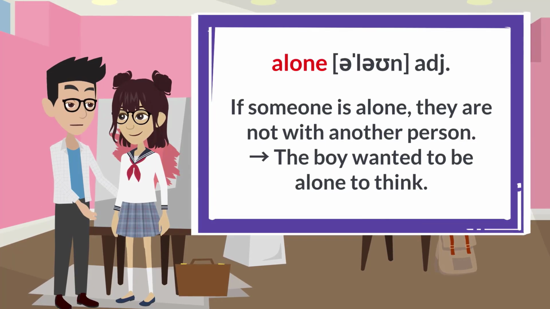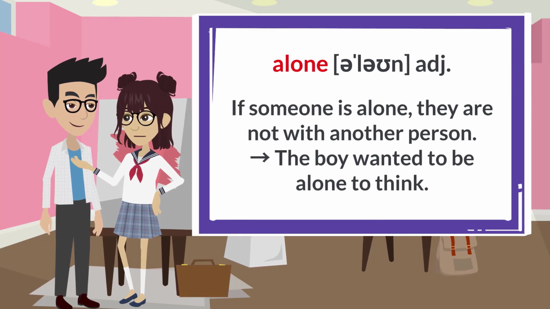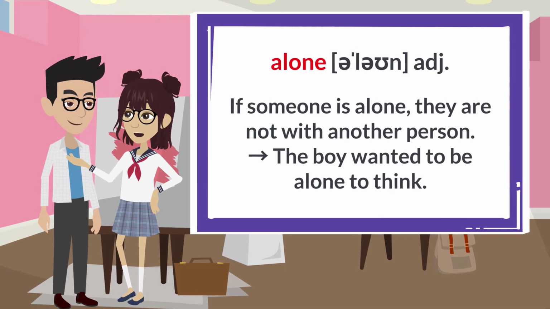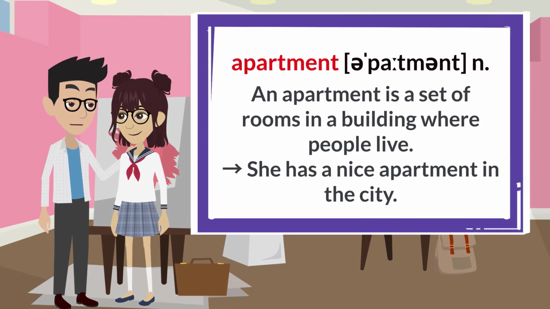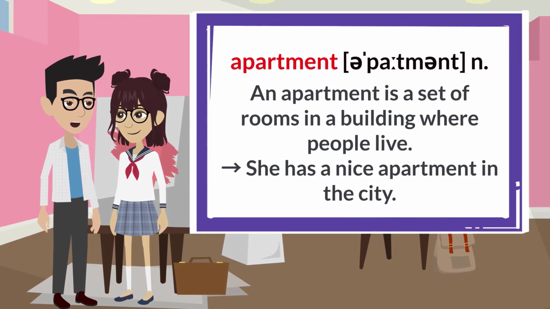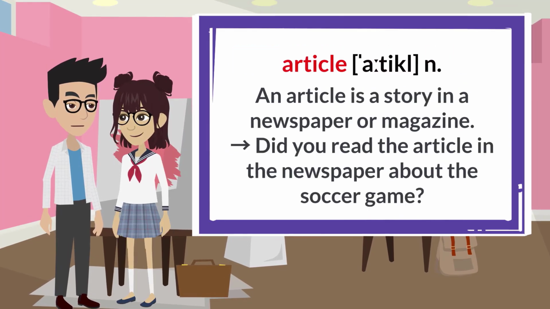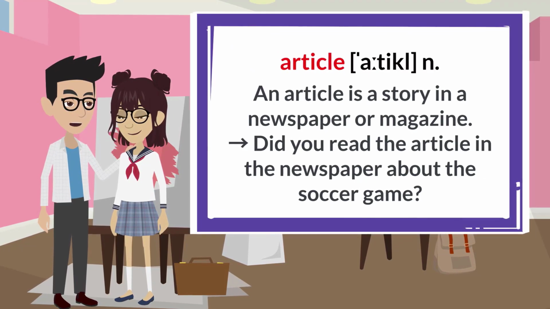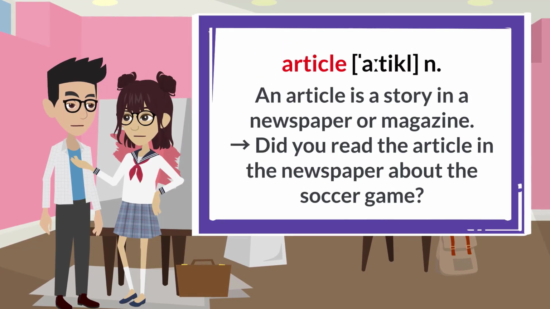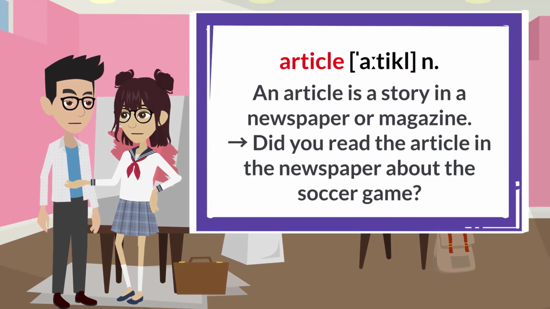Alone. If someone is alone, they are not with another person. The boy wanted to be alone to think. Apartment. An apartment is a set of rooms in a building where people live. She has a nice apartment in the city. Article. An article is a story in a newspaper or magazine. Did you read the article in the newspaper about the soccer game?